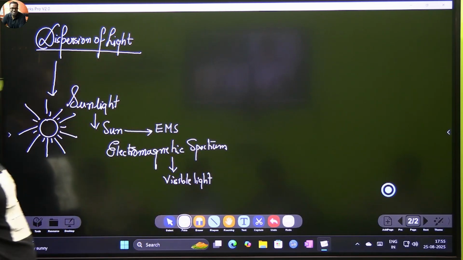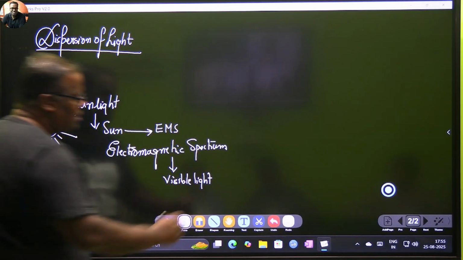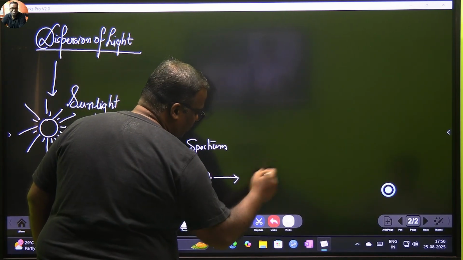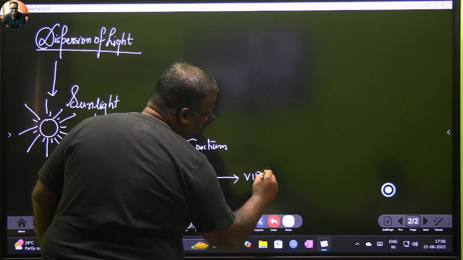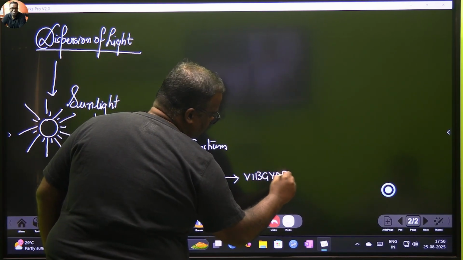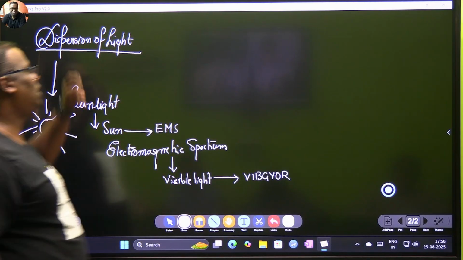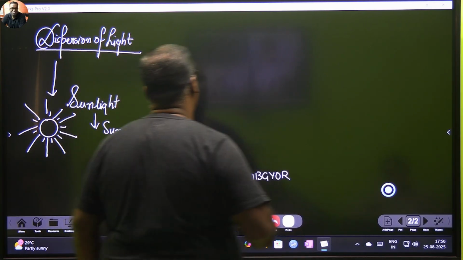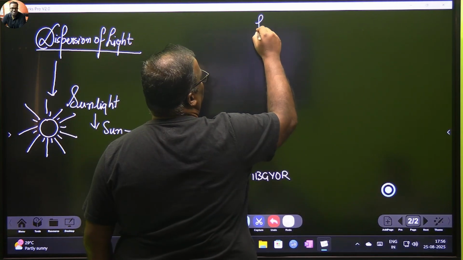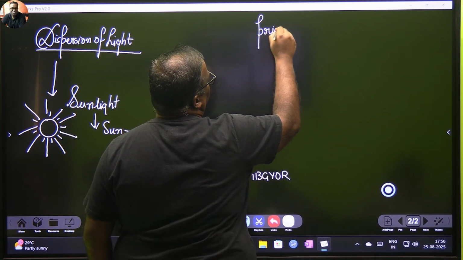And this visible light is actually composed of 7 different colors, which we usually represent as VIBGYOR. So how to understand dispersion of light? This was actually done by Newton. For this, we need another device, which is known as a prism.